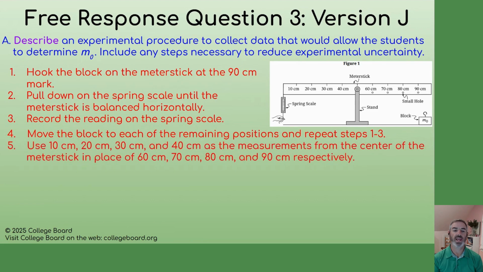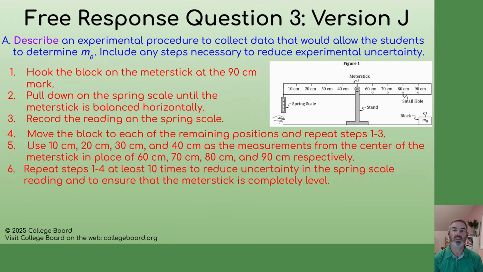Then we're going to use 10, 20, 30, and 40 centimeters in place of 60, 70, 80, and 90, because that's the position away from the center of the meter stick. So we're going to record those values and change our positions from 60 to 90 to 10, 20, 30, and 40. Then the point that's always important is the uncertainty.